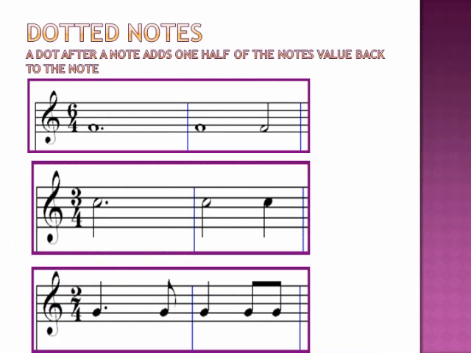Okay, the next concept is that a dot after a note adds half of the value of the note back to that note. So if you have a note with a dot, you're going to, first of all, have to know how many beats that first note is worth. And then you have to add half of the value of that note back to it.